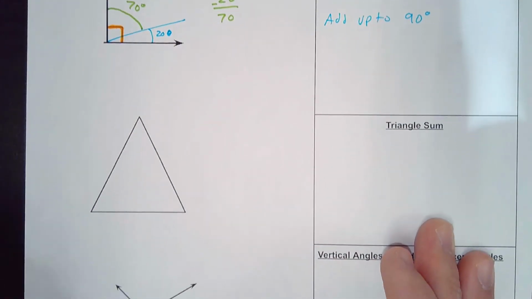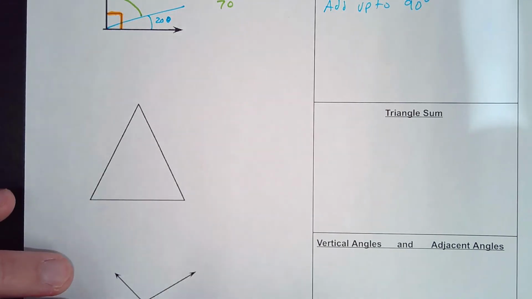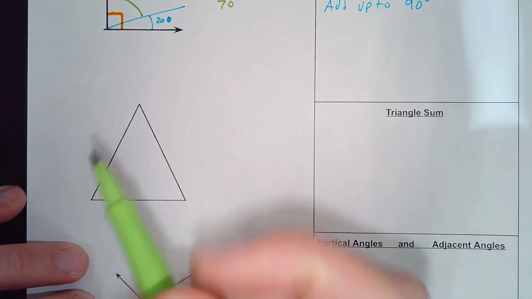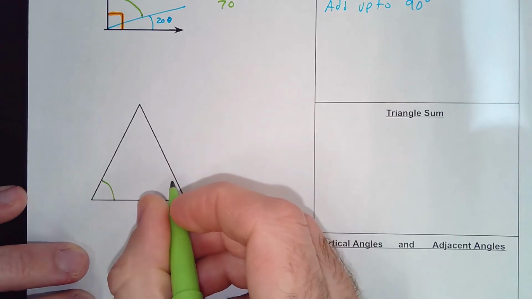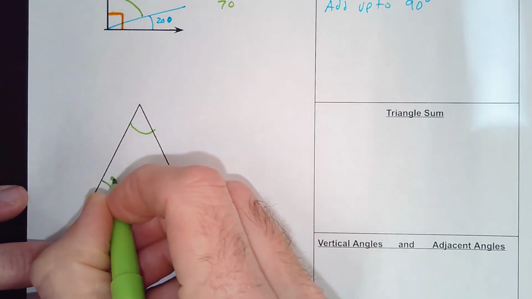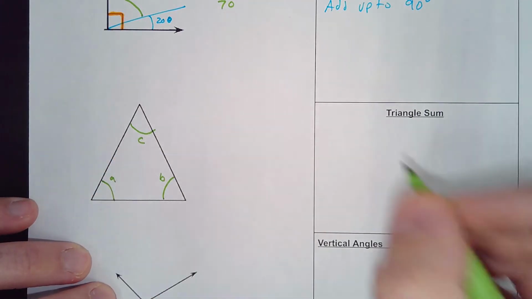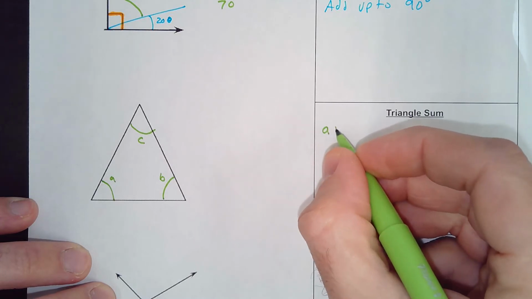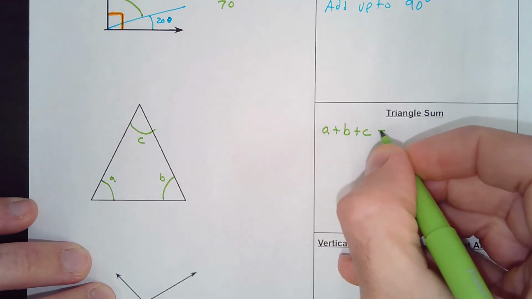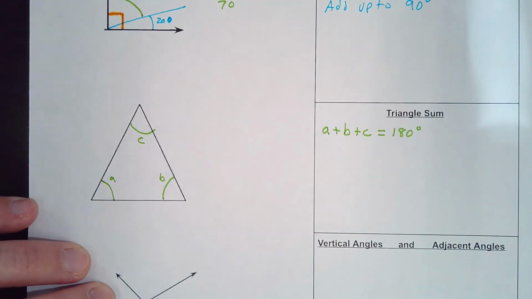All right, now let's move on to the triangle sum theorem. What this tells us is all three angles in a triangle, 1, 2, 3, let's call this A, B, C. So all three angles in a triangle, A plus B plus C, will always add up to 180 degrees. If it forms a triangle, the three angles will add up to 180 degrees.